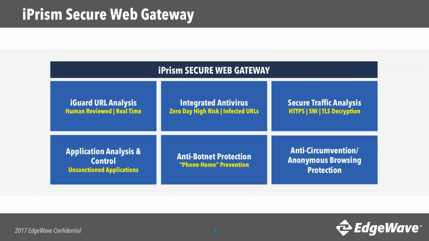So how we're doing this with iPrism starts at the basis with the iGuard URL database. That team of analysts are reviewing URLs all day long, every day. Those updates are happening in real time. You get a main database update each night as part of the core database update, but you also get the security related items in automatic updates, and those are done on an hourly basis.